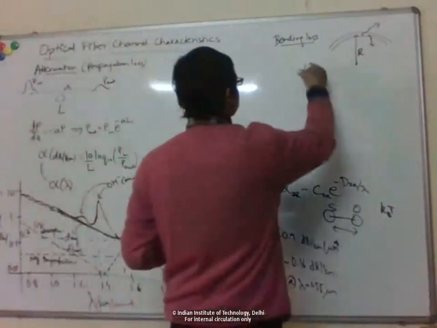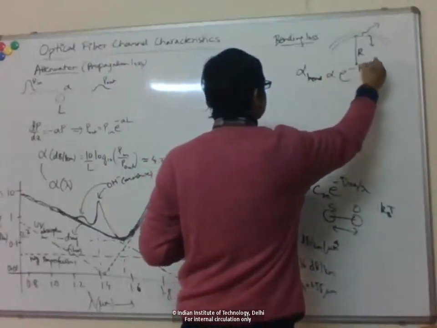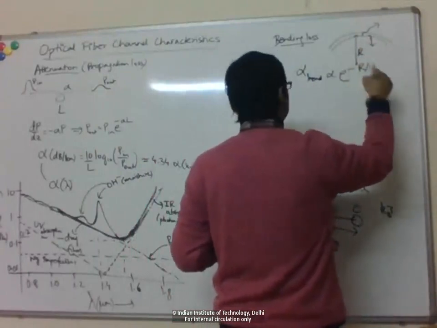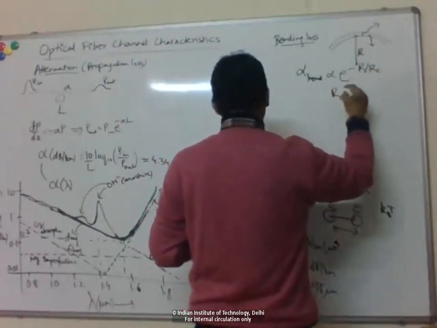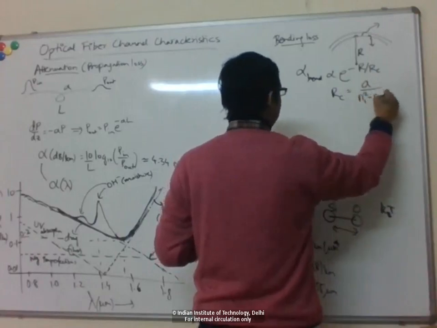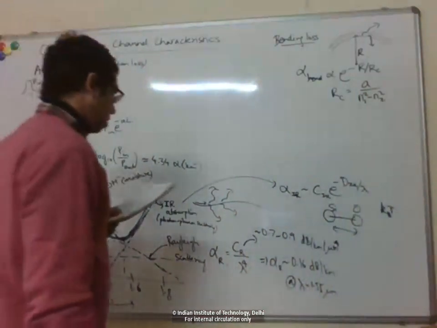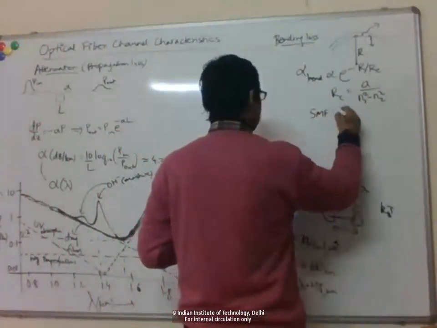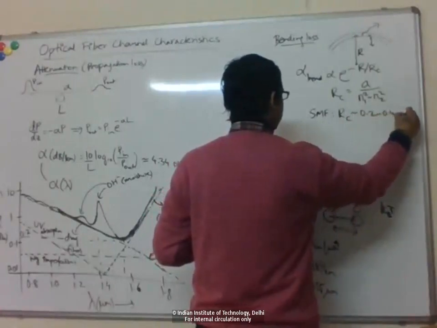Okay, so this bend loss scales exponentially with this radius of curvature. This RC is some constant depending on the fiber parameters, again core size and numerical aperture. For single mode fibers that are typically used, this RC lies in the range of 0.2 to 0.4 mm.